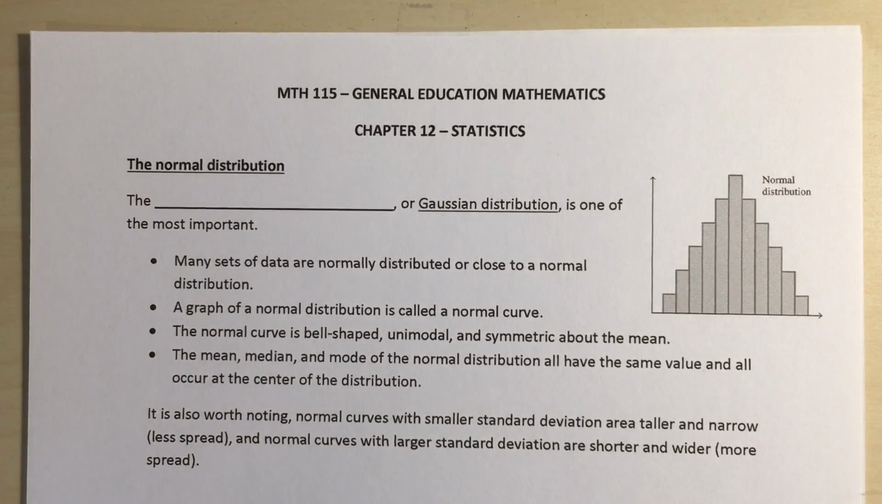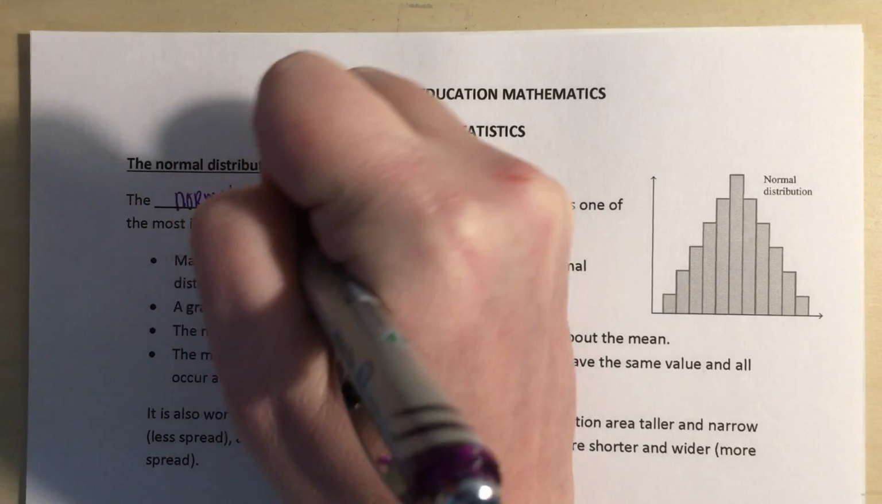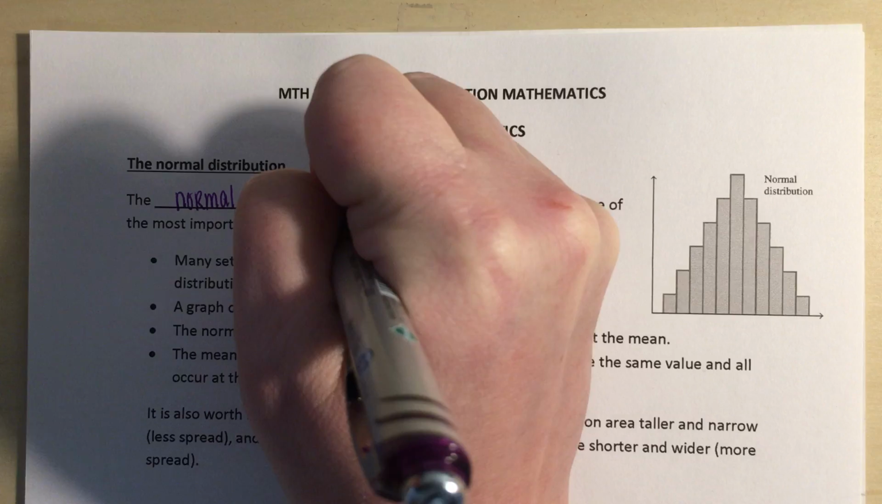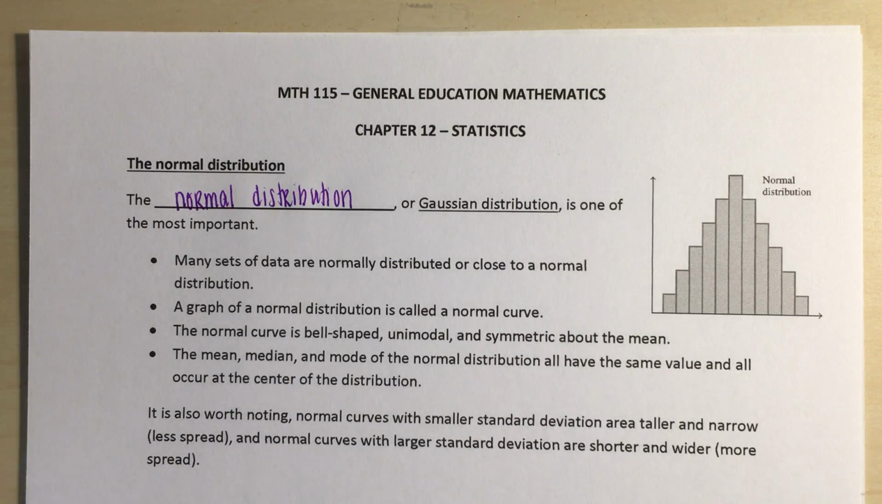Right, so now that we've gone through and talked a little bit about our different shapes of distributions, what we are going to focus on is something called the normal distribution. The normal distribution, or sometimes referred to as a Gaussian distribution, named after a mathematician, is one of the most important shapes and most important types of distributions we're going to see.